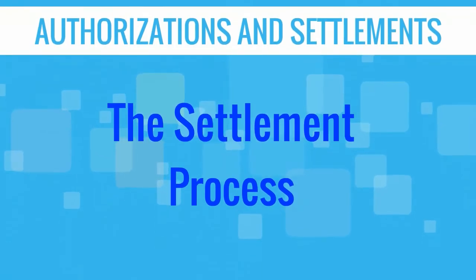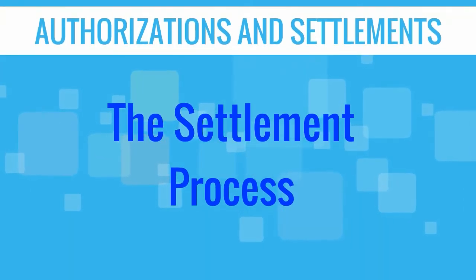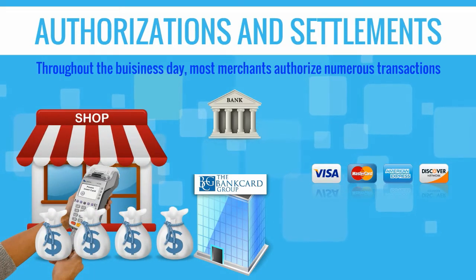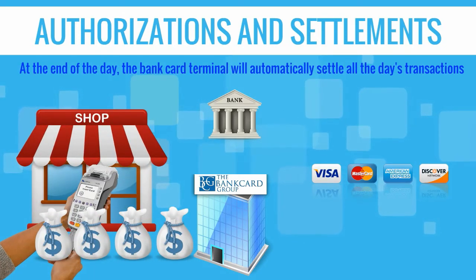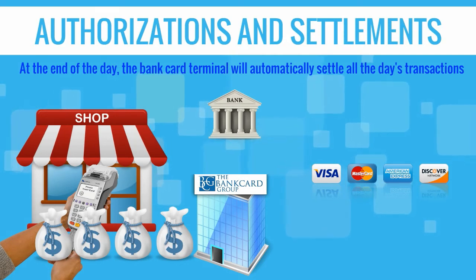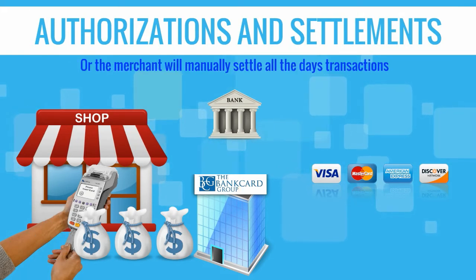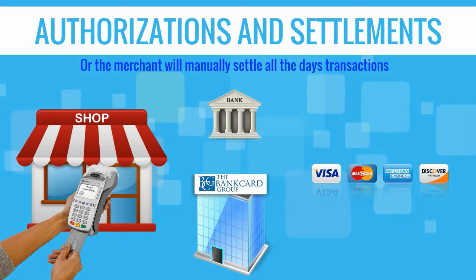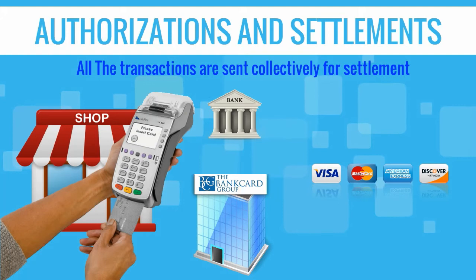Now we will explain how the same $100 transaction is settled. Throughout the business day, most merchants have authorized numerous transactions. At the end of the day, the bank card terminal will either automatically settle all the day's transactions, or in some cases, like with restaurants or bars, where tips need to be added to the transactions, the merchants will manually settle all the day's transactions. Either way, all of the transactions authorized during that day are sent collectively for settlement.